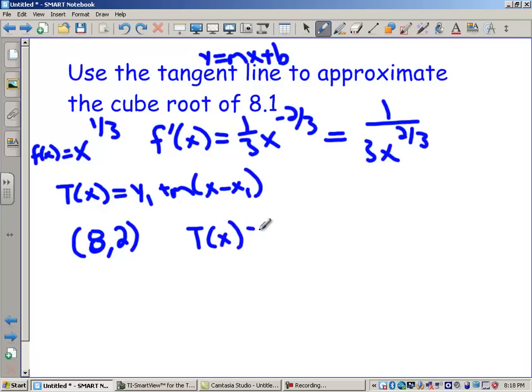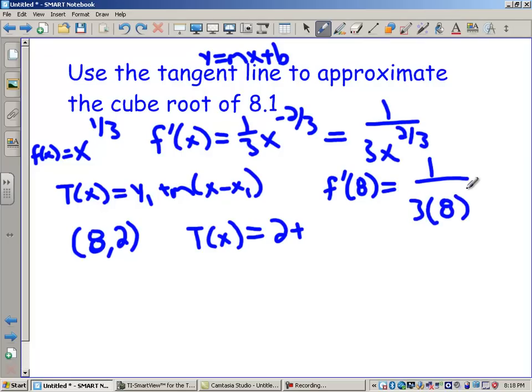So my tangent line equation is y1 plus, now what's the m? That's the slope. So what do we plug into this derivative? We plug in 8. So I want f prime at 8, which would be 1/3 times 8 to the 2/3. Now, fractional exponents give some people fits, but fractional exponents are power over root, and it's often easier to take the root first and then do the power.